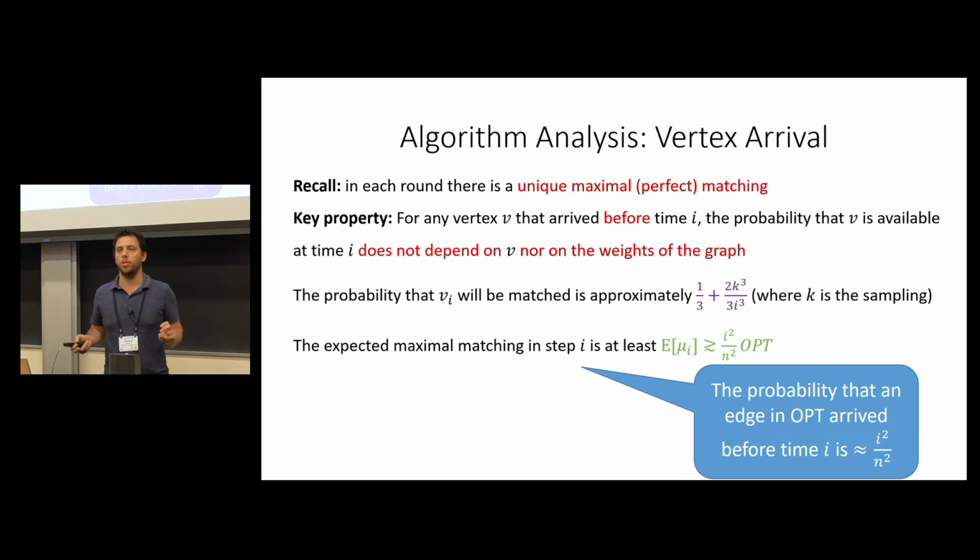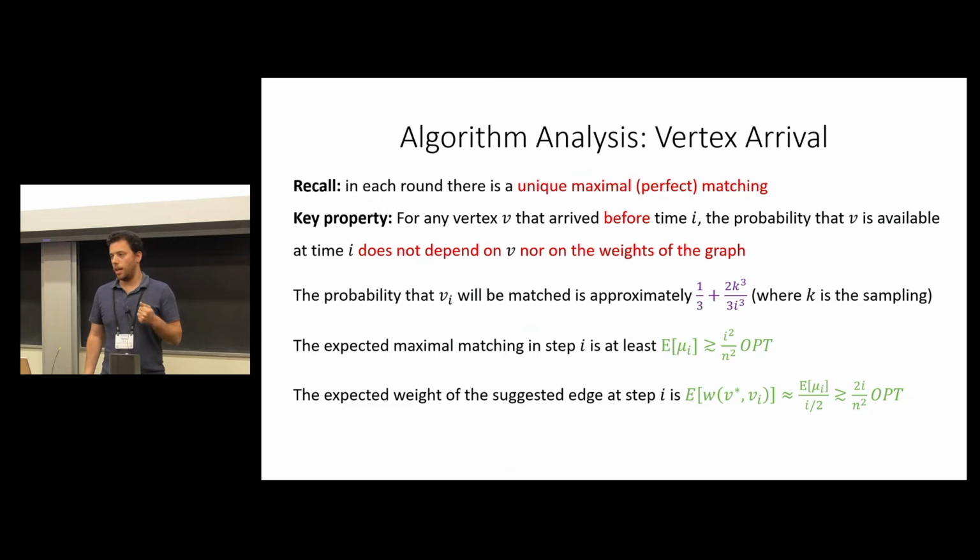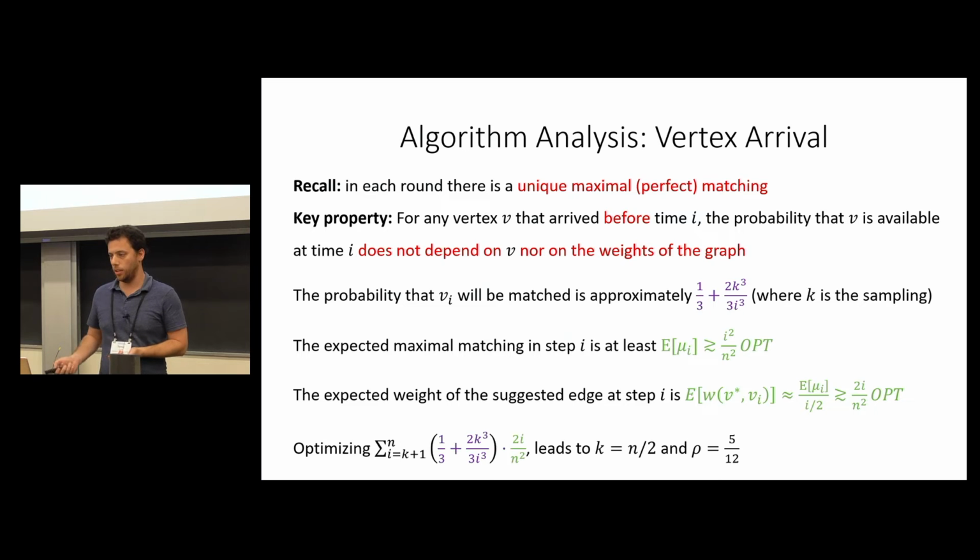Therefore, if we only count the matching that is the intersection of the optimal matching with the edges that arrived so far, we get i^2/n^2 opt, and the maximal matching will be even better. So this is the weight of the maximal matching. And the weight of the edge that we're trying to match is just a random edge among these edges. There are i/2 edges in the matching of the first i vertices, so if it's just one random edge among them, we get that if we match this edge, we get in expectation 2i/n^2 opt.